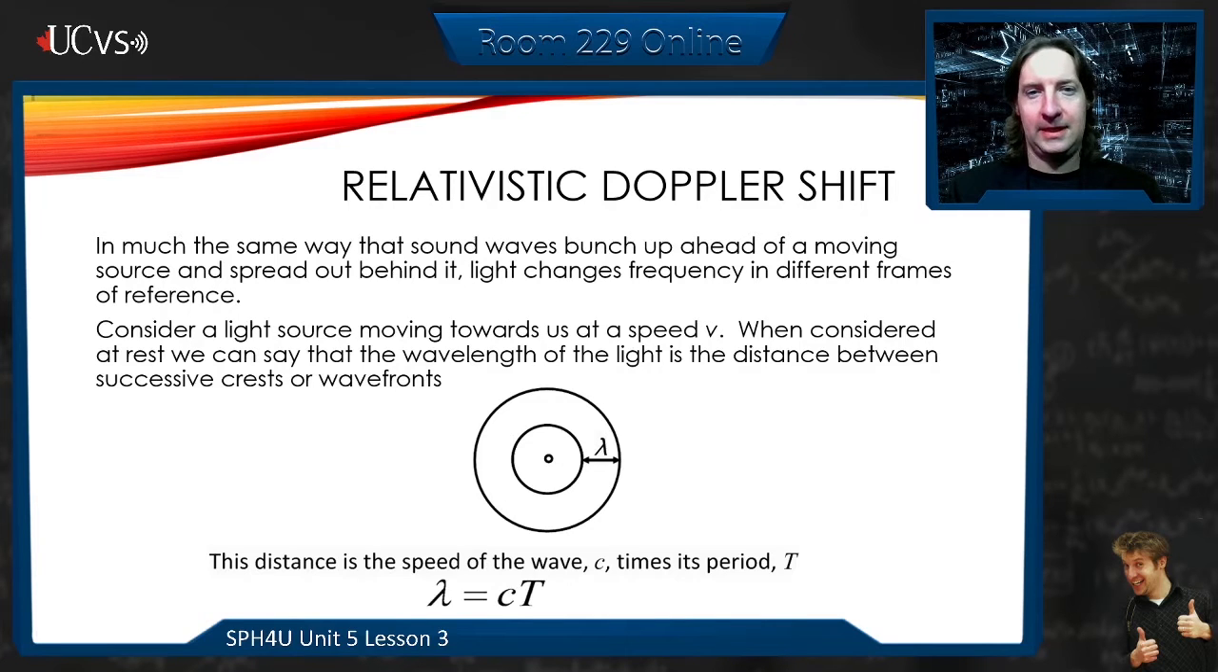So let's say we have some light source, and it's traveling towards us at a speed v. When considered at rest, we can say that the wavelength of light is the distance between successive crests or wave fronts. Okay, so this is the wave front here. This is from the rest frame, the object that the source of light here is going to produce waves in the electromagnetic spectrum. And those wavelengths are just going to be the speed of light times the period, where the period is the period of the electromagnetic radiation that's coming out of it. We're going to call that T, and that's the rest frame time. You can see where we're going with this.